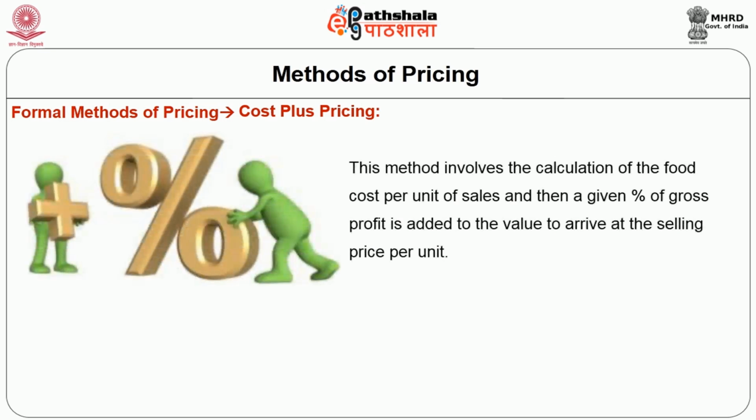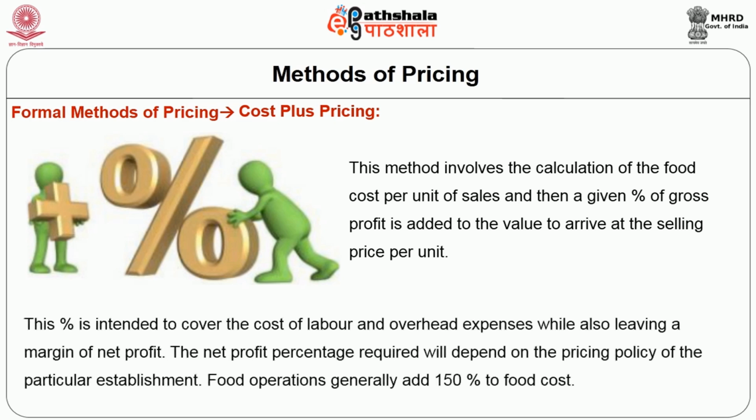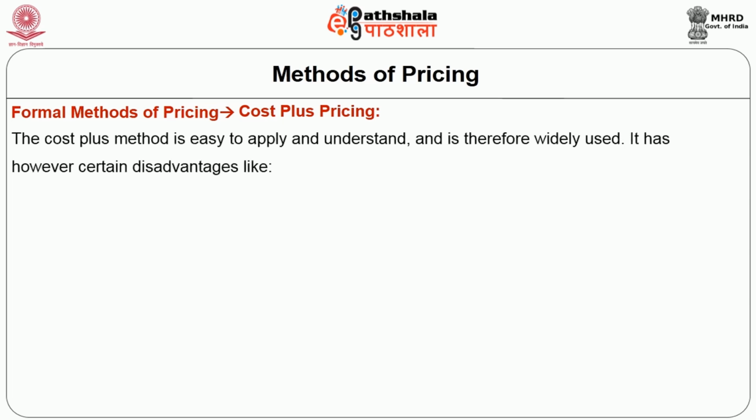This method involves the calculation of the food cost per unit of sales and then a given percentage of gross profit is added to the value to arrive at the selling price per unit. This percentage is intended to cover the cost of labor and overhead expenses while also leaving a margin of net profit. The net profit percentage required will depend on the pricing policy of the particular establishment. Food operations generally add 150% to food cost. The cost plus method is easy to apply and understand and is therefore widely used.